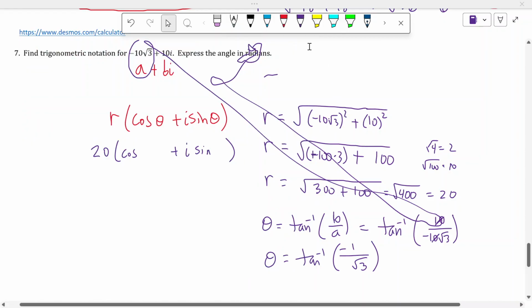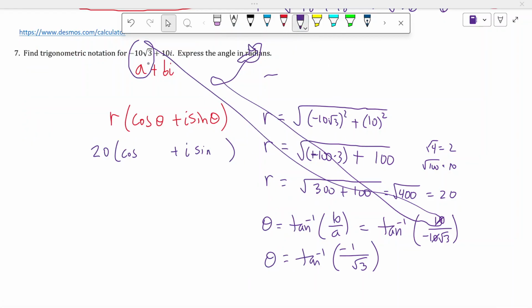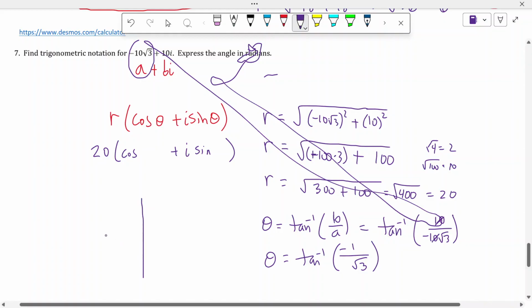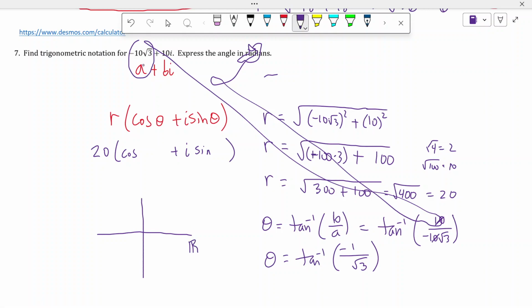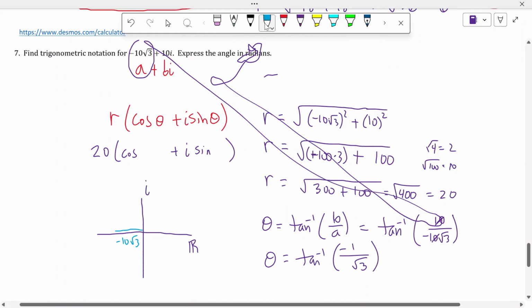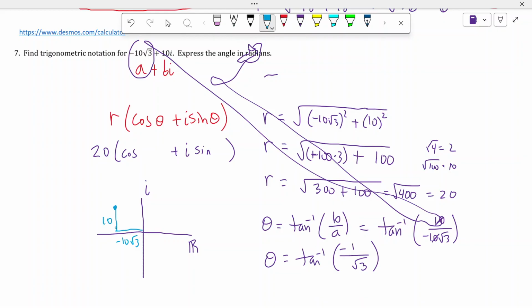Okay, so let's double check this. Let's draw our picture. This should be what kind of graph on the real and imaginary plane? The real part is negative 10 root 3, which is this way, so let's mark that. And then in the imaginary direction for this complex number, it's going to go up vertically 10. Of course, I didn't draw it to scale, so that's actually a right angle. We already found the radius, r, that's 20.